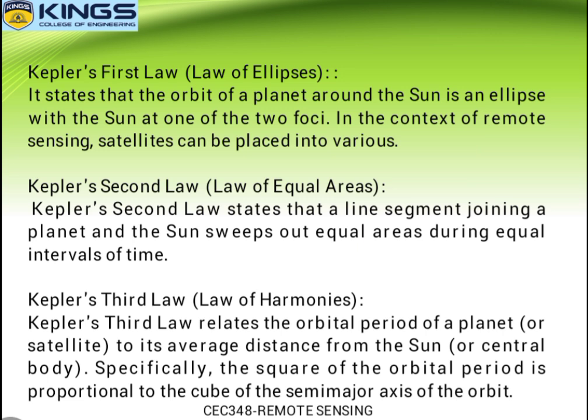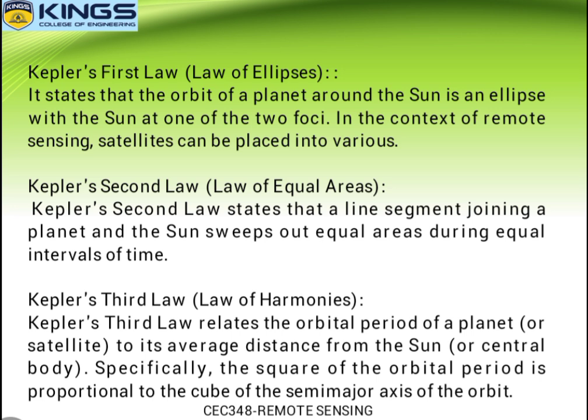Kepler's first law, also named the law of ellipses, states that the orbit of a planet around the sun is an ellipse with the sun at one of the two foci. In the context of remote sensing, satellites can be placed into various orbits. Another one, Kepler's second law, the law of equal areas. Kepler's second law states that a line segment joining a planet and the sun sweeps out equal areas during equal intervals of time.